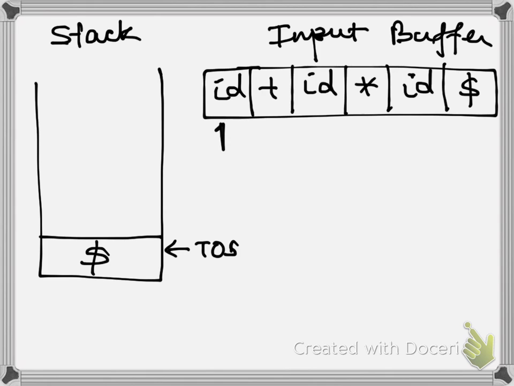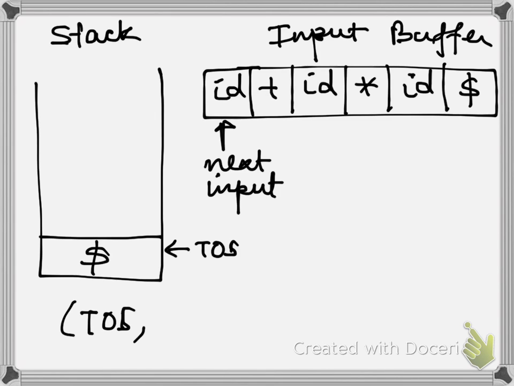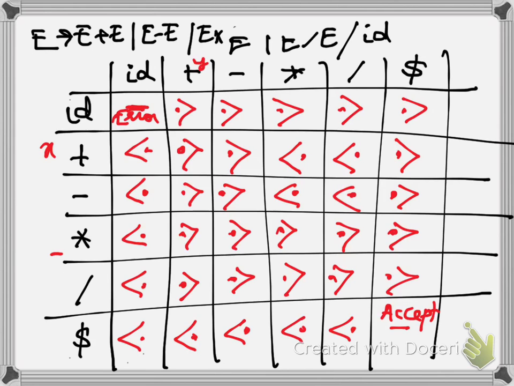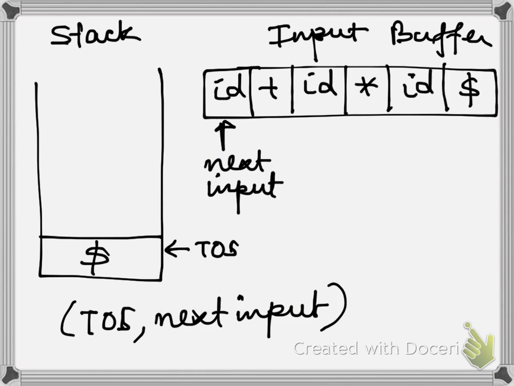This is the next input symbol. Now by looking at these two, that is TOS, top of the stack, and next input, by looking at this pair and the table that we had created in the earlier step, based on this we will make certain decisions. So what are these decisions?